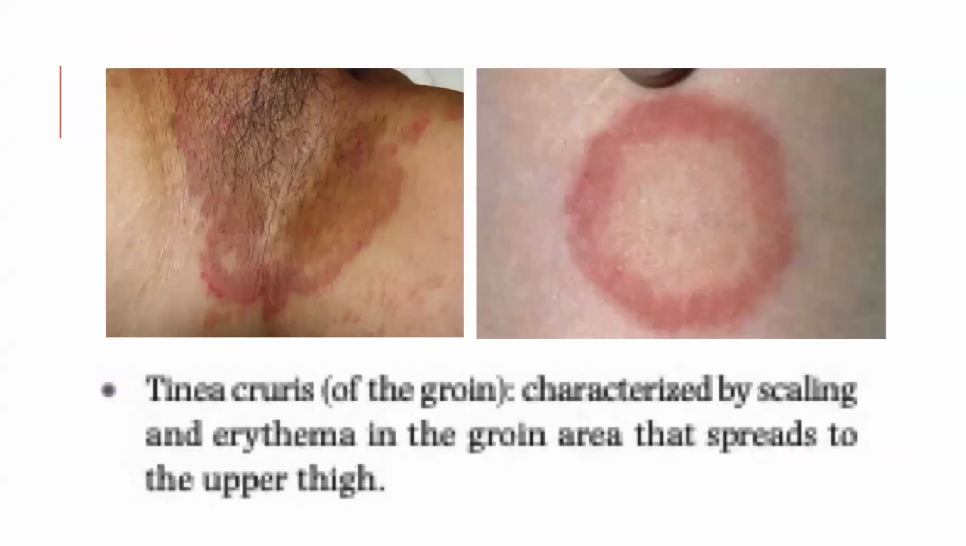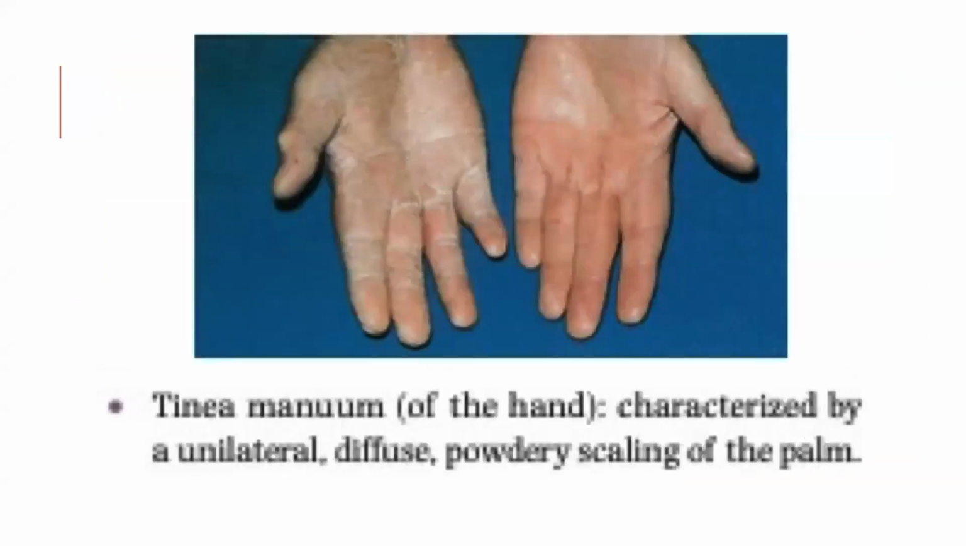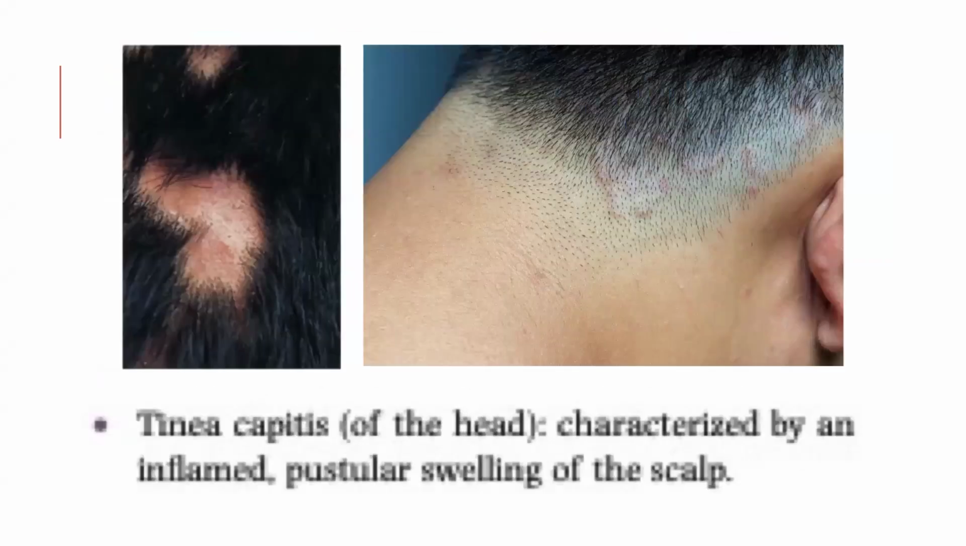Tinea cruris of the groin, characterized by scaling and erythema in the groin area that spreads to the upper thigh. Tinea manuum of the hand, characterized by unilateral, diffuse, powdery scaling of the palm. Next is tinea capitis of the head, characterized by an inflamed pustular swelling of the scalp.